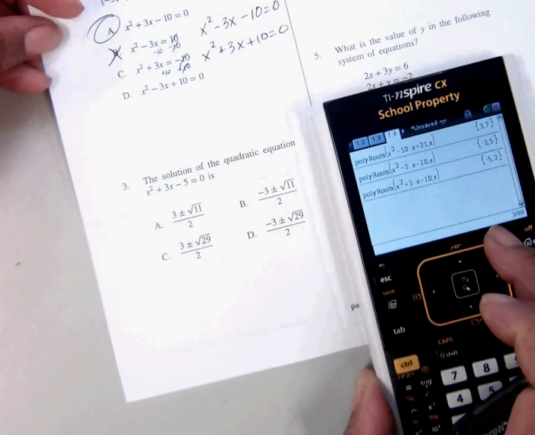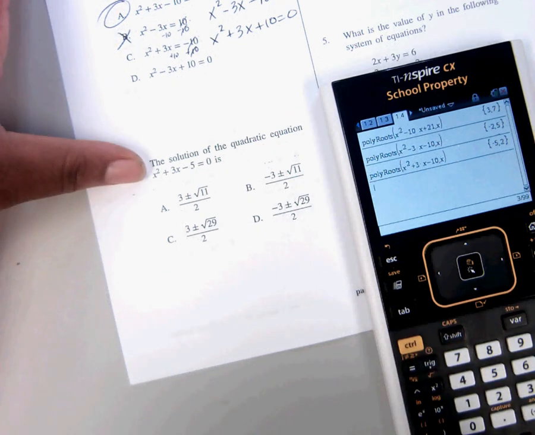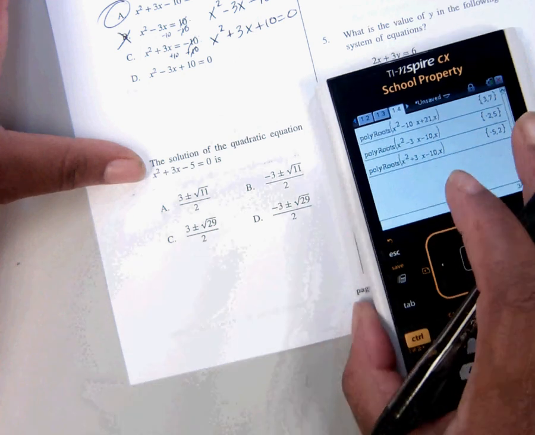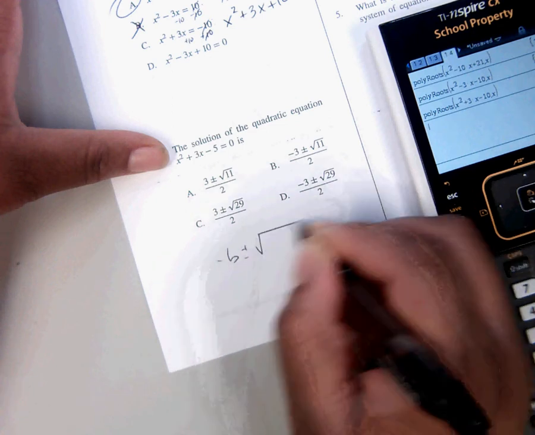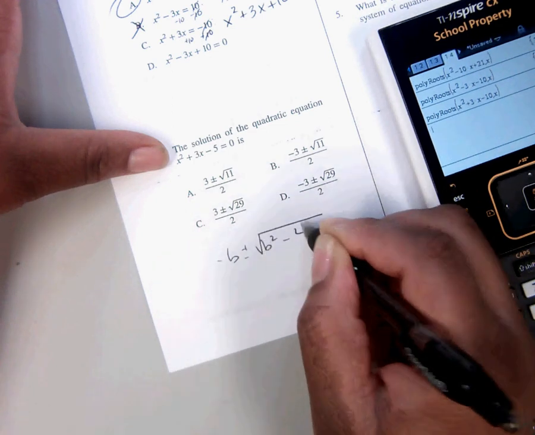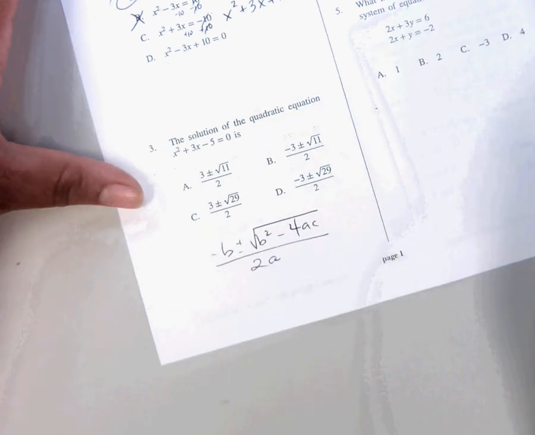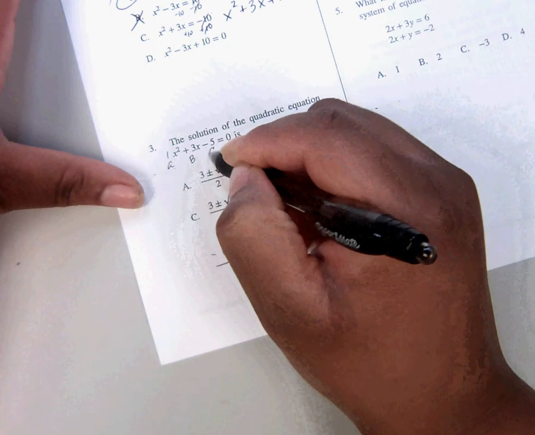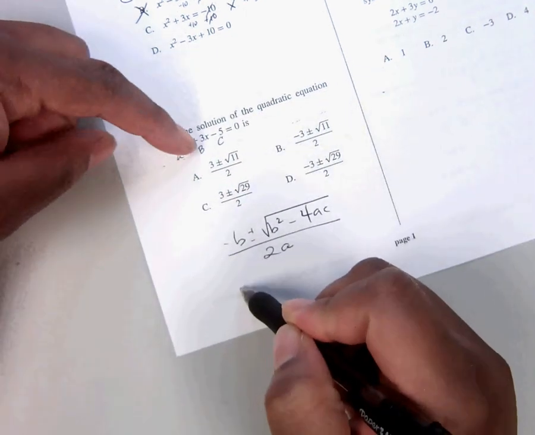Number 3. The solution of a quadratic equation is which? So we have to sing the song. X equals negative b plus or minus the square root of b squared minus 4 times a times c all over 2 times a. Yeah. A is 1, b is 3, c is negative 5. So we will do b.